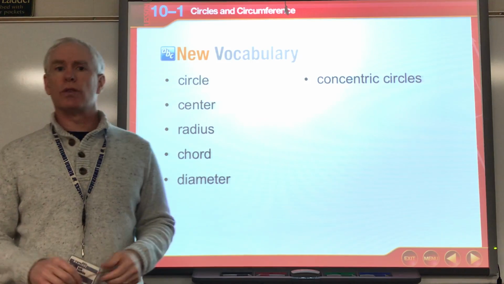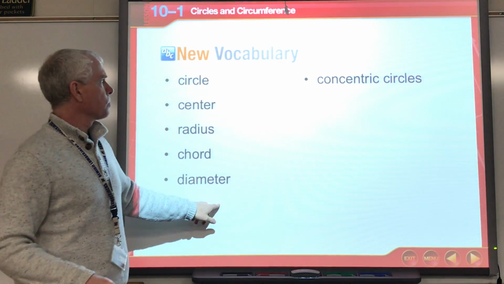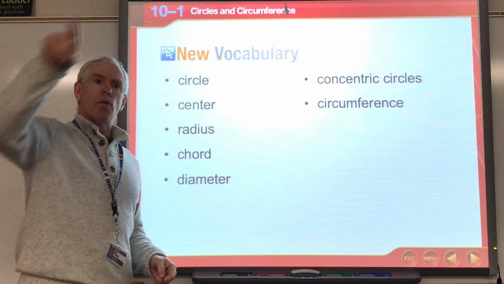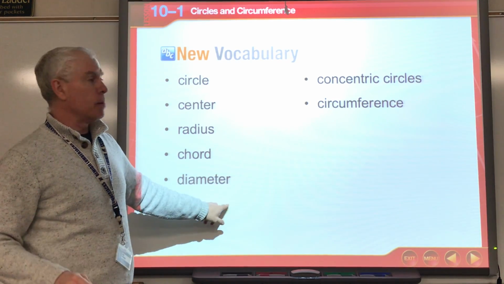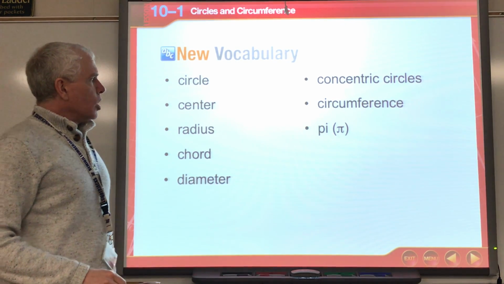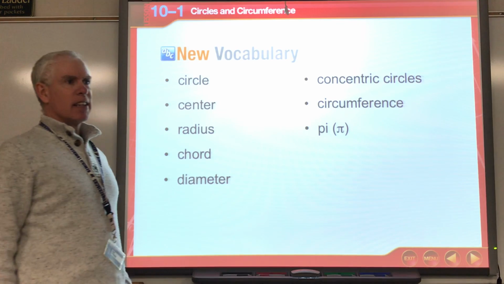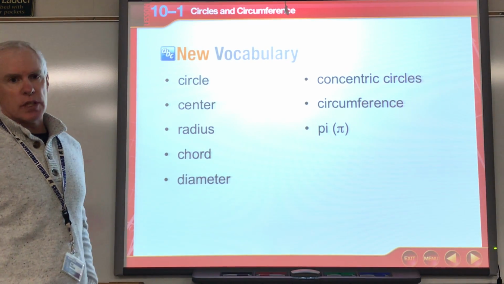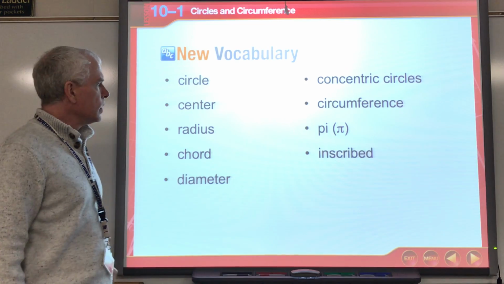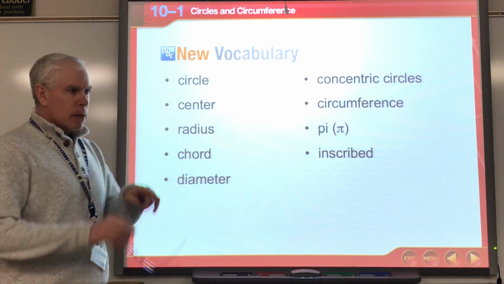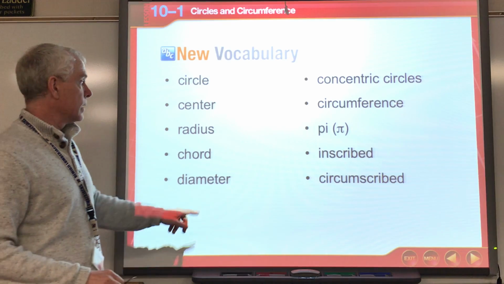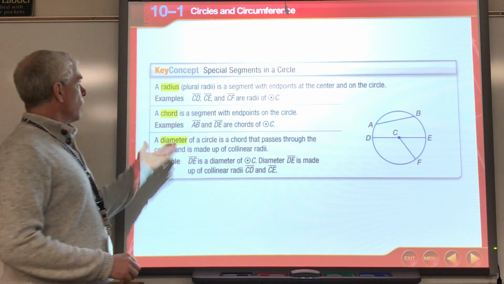Concentric circles are circles that have the same center. The circumference is the linear distance around the outside, kind of like the perimeter of a circle. Pi is an irrational number that we use in calculating circumference and area, and we'll talk about that as we go. Inscribed means I put it inside. Circumscribed means I put it outside. Okay? So here we go specifically.